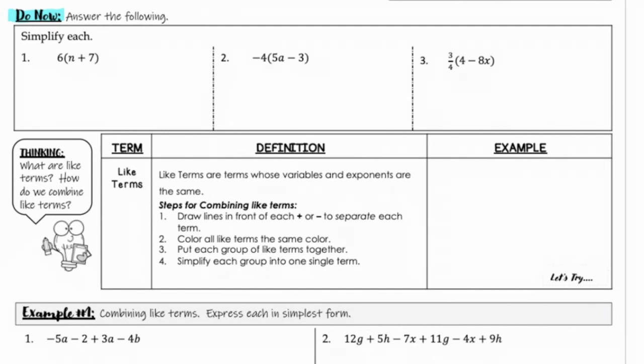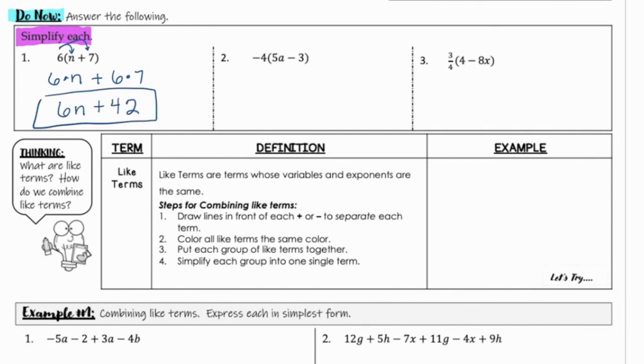For today's do now, we want to simplify each. And I am going to make you pause this video and try these 3 problems on your own. Okay, so what you should be doing for number 1 is distributing. So I'm going to distribute that 6. 6 times n plus 6 times 7, which will give me a 6n plus 42.